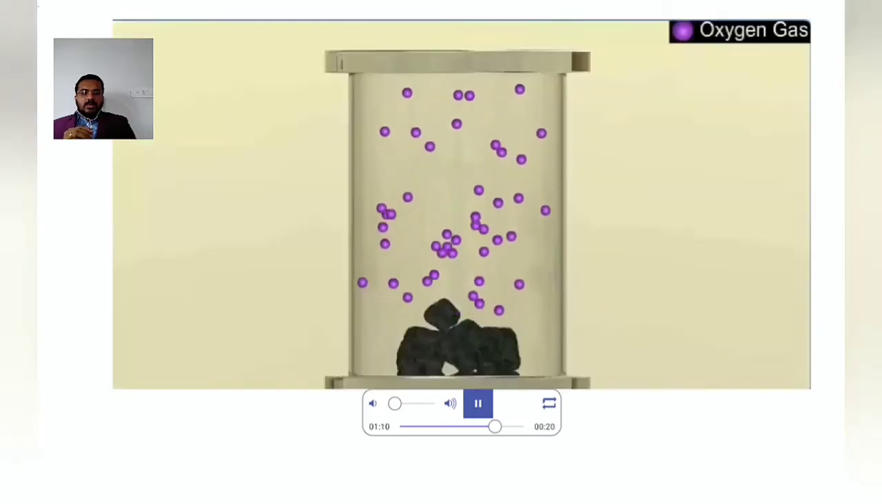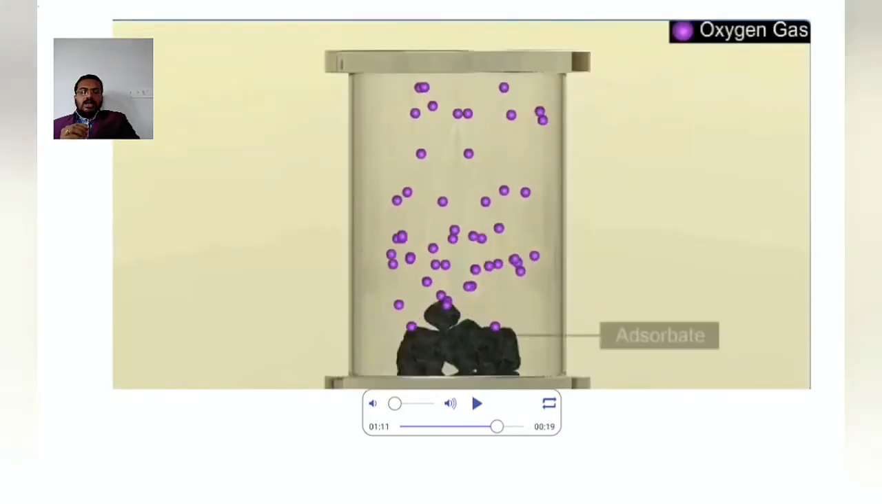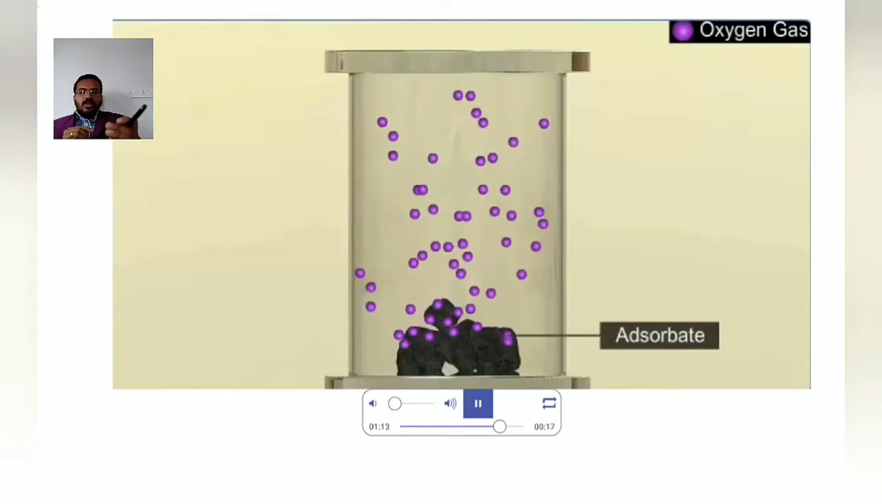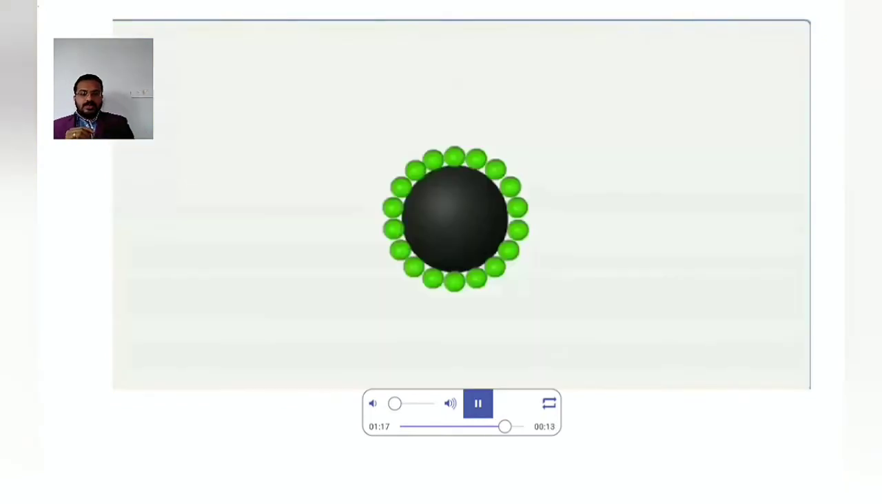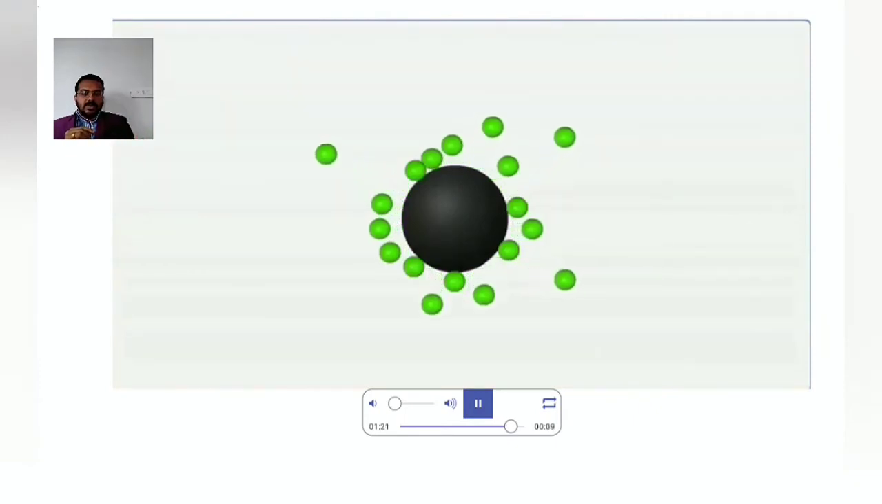So one more example we'll deal with is gas molecules getting accumulated on charcoal. You can see the black colored charcoal at the bottom of the vessel, and the gaseous molecules are present everywhere, and after some time you can see that the molecules are getting accumulated on the surface of the adsorbent, that is charcoal. So now we will deal with what is desorption, the reverse process of this.